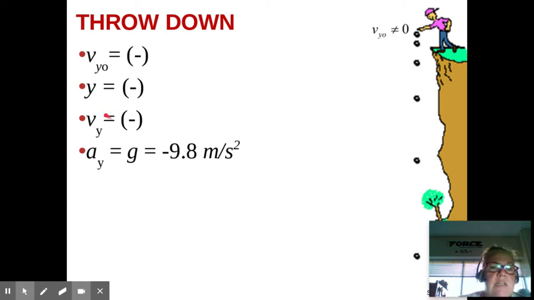And then you can see that our y will be negative, the Vy as it hits the ground will be negative, and then again, gravity is negative 9.8. So the throwdown and the drop problems are very similar. Matter of fact, they're extremely similar. The only difference is that the initial velocity is 0 for a drop and not for a throwdown.